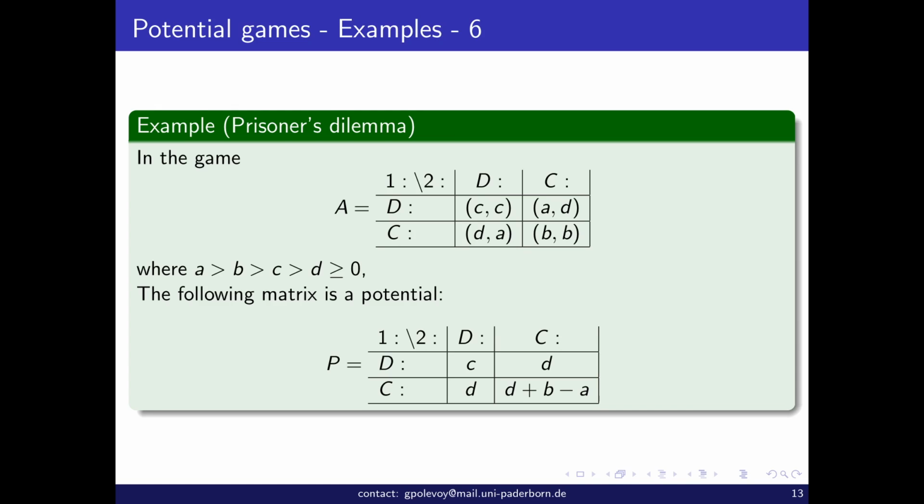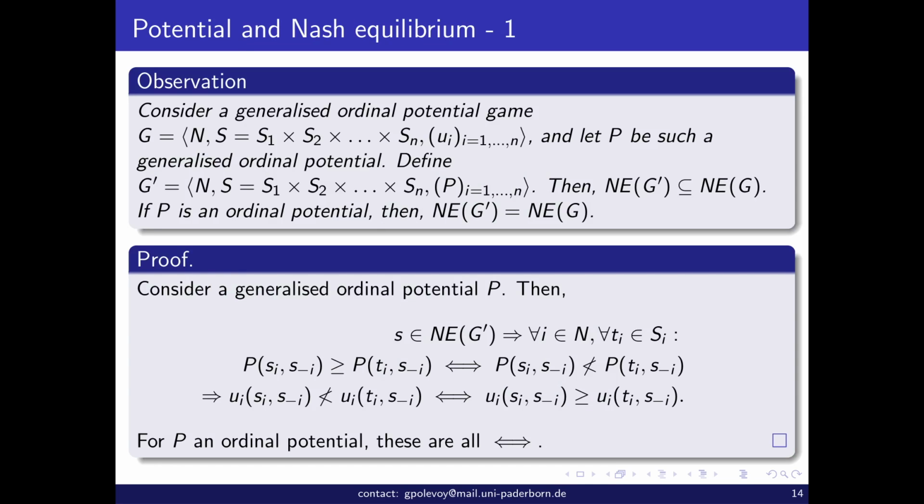You just check for any change. Here you can just manually check all the changes where exactly one player deviates, that the change in her utility is equal to the change in the potential function. Okay, finally, after those definitions and examples, we've got to the first interesting conclusion from what it means to be a potential game.